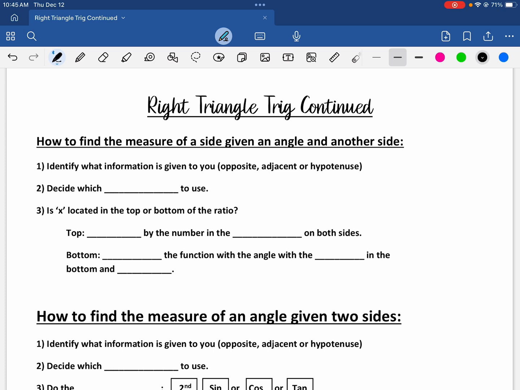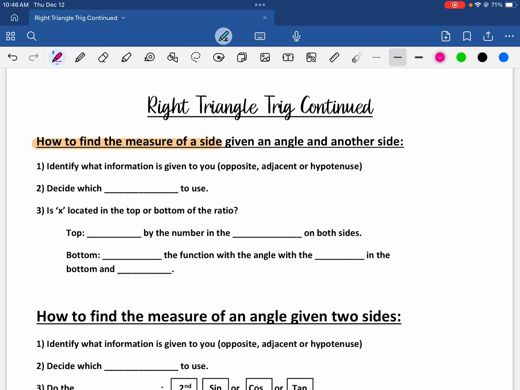So our first part here is going to be looking at how do we find the measure of a side if we are given an angle and another side. All right, so there's two scenarios that can happen here. First thing in either scenario is identify what information has been given to you. So do you have the opposite side? Do you have the adjacent? Do you have the hypotenuse? What sides do you have in your problem?